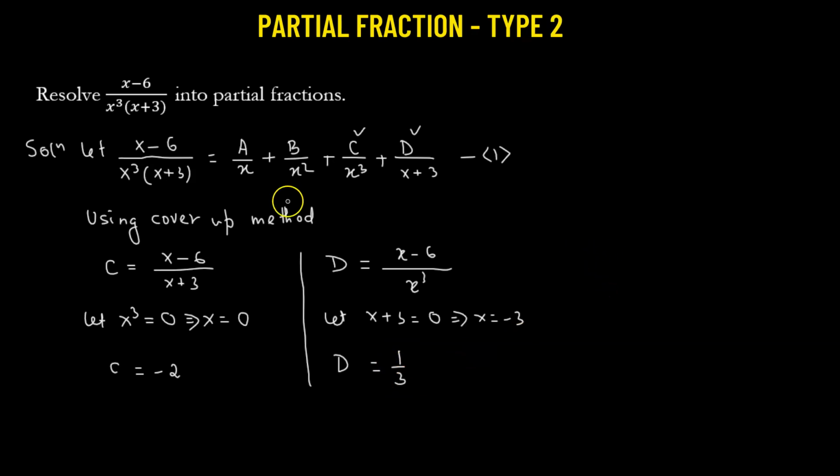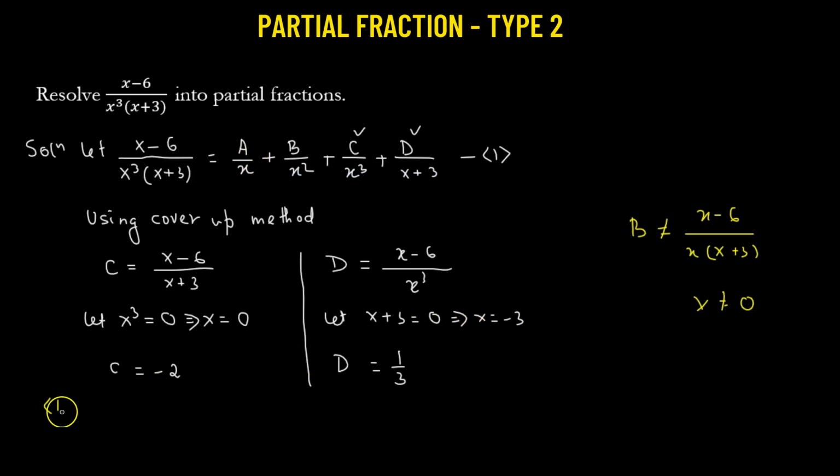Now, why can't we use the cover-up method to find out the value of a and b? Let's say we start off with b. Using this method, we should get x minus 6 divided by, and here we are going to cover up only x squared. So we are still left with 1 x in the denominator. So we have x times x plus 3. We have to equate x to 0. Now we cannot do that, because if we equate x to 0, we have a division by 0, which is not allowed. This same problem occurs while finding out the value of a. So we cannot use the cover-up method to find out the values of a and b.